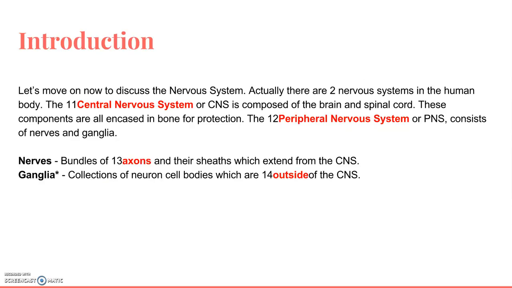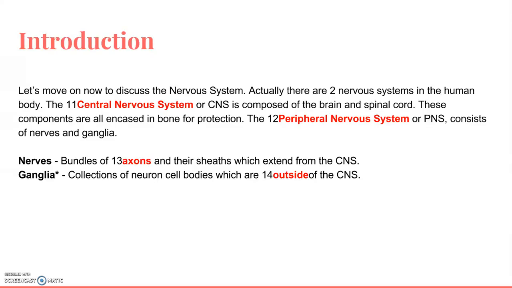Actually, there's 2 nervous systems in the human body. There's the central nervous system, or CNS, which is composed of your brain and your spinal cord. These components are all encased in bone for protection. And then we have the peripheral nervous system, or PNS, which consists of all your external nerves and ganglia.